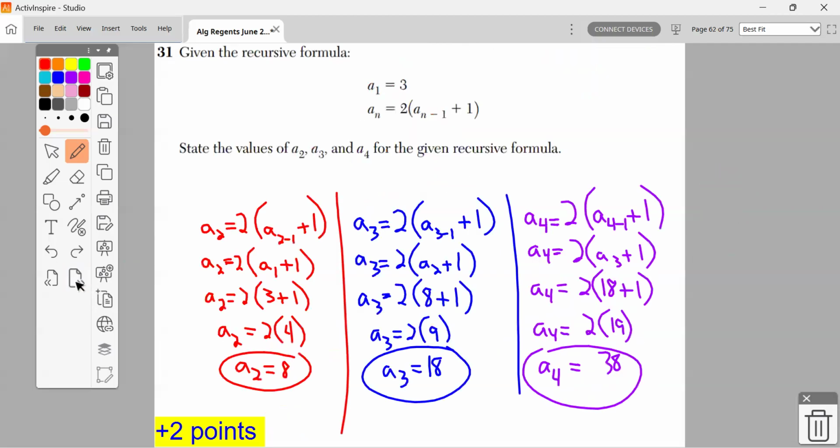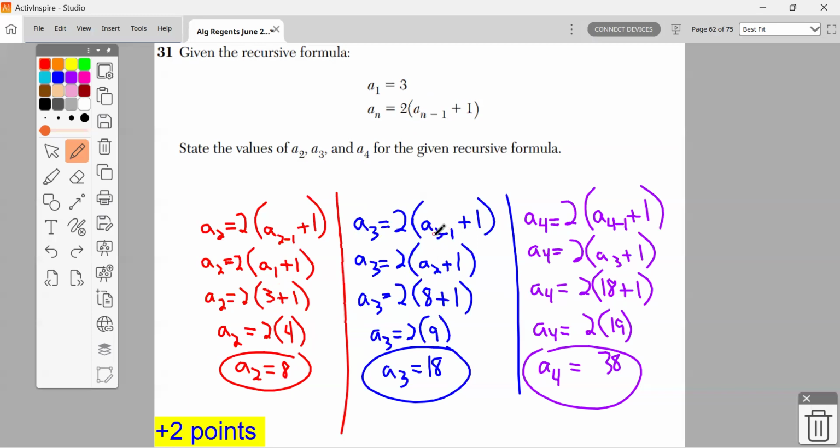In question number 31, given the recursive formula, a sub 1 equals 3. So that's your first term. State the values of a sub 2, 3, and 4. So what you have to do is take your previous term and add 1 to it, but then multiply by 2. So each time we're taking our previous term, so we're going to take that 3, add 1 to it, which is 4, and then multiply by 2, which is 8.